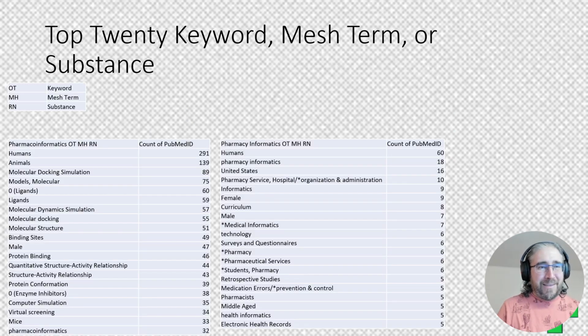But when you look at the top 20 keywords, mesh terms, and substances from the resulting publications, really 15 of 20 of the top keywords, mesh terms, and substances are drug discovery related, otherwise absent in the pharmacy informatics list.